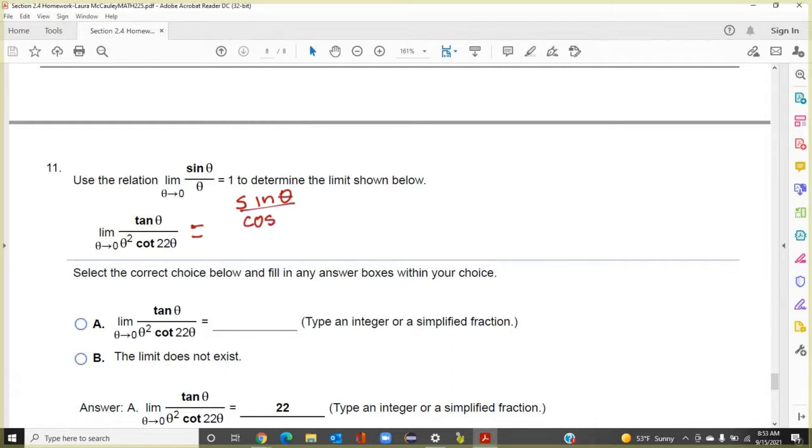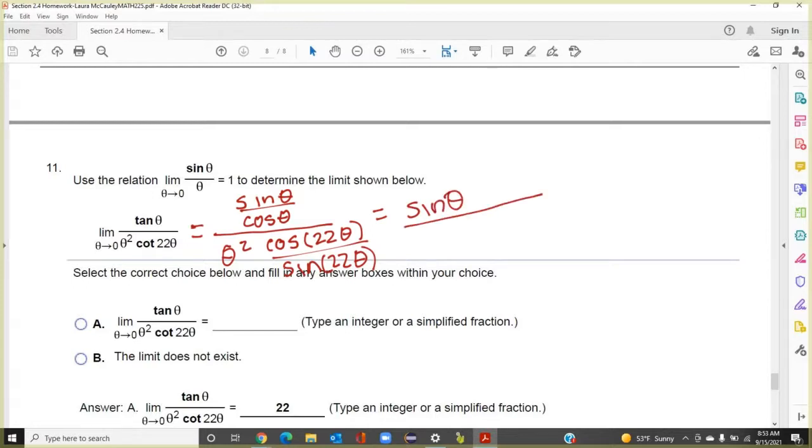So this is sine theta over cosine theta divided by theta squared. Cotangent is cosine of 22 theta divided by sine of 22 theta. So this is kind of a big mess. Let's flip that bottom guy up.